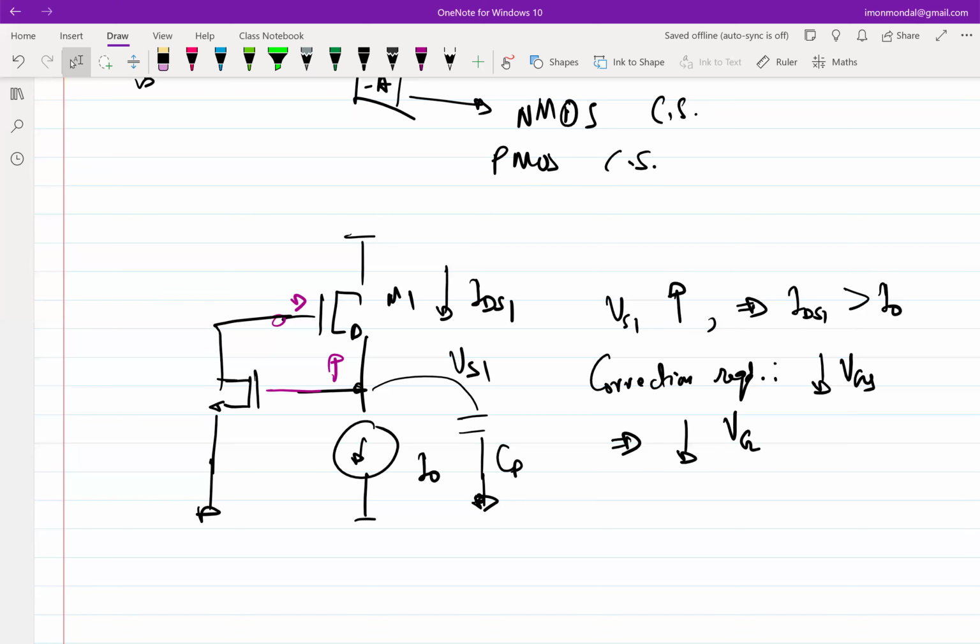No, it's not going to work. Why not? There is no current. Exactly, there is no current. This current is zero. So we have to ensure that this, if I call this M2, it has some current, right? So how do I bias a common source amplifier?